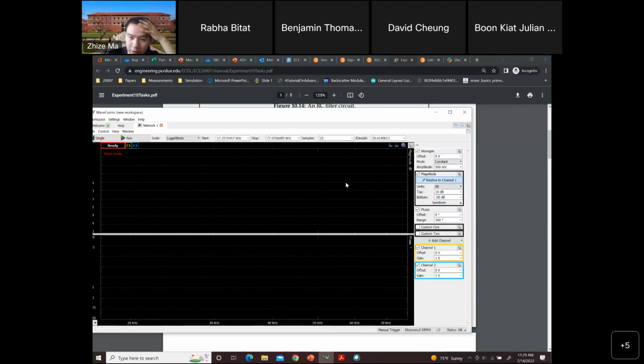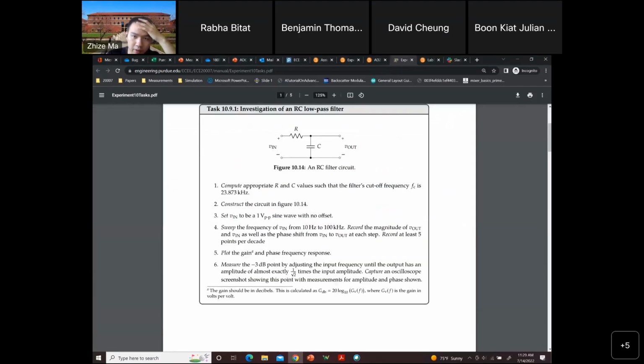After you get the plot, you can use this cursor. If you click this in here, use this cursor to measure the -3 dB point. Ideally, after you plot this in WaveForms, you will see something like this in the magnitude response plot. So that's 0 dB. At the beginning, that should be 0 dB.